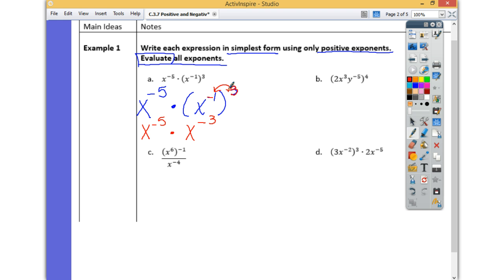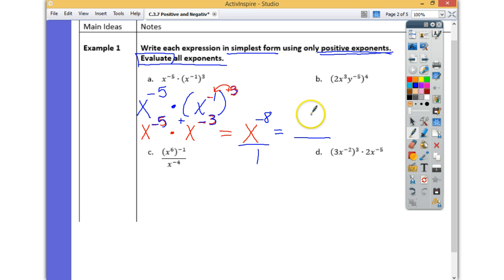Can I simplify or am I done? Simplify that to x to the, what do we do with the exponents when we're multiplying across? Add them. So what is a negative 5 plus a negative 3? To the negative 8 power. Am I done? No, because it says we have to have positive exponents only. So we need to simplify that by using the reciprocal. What will my final answer be?